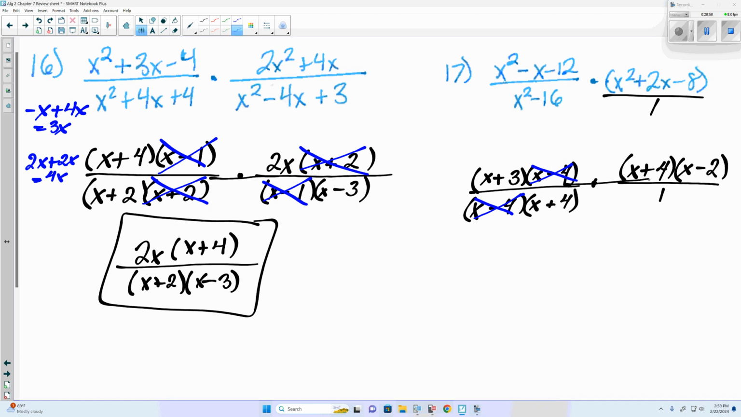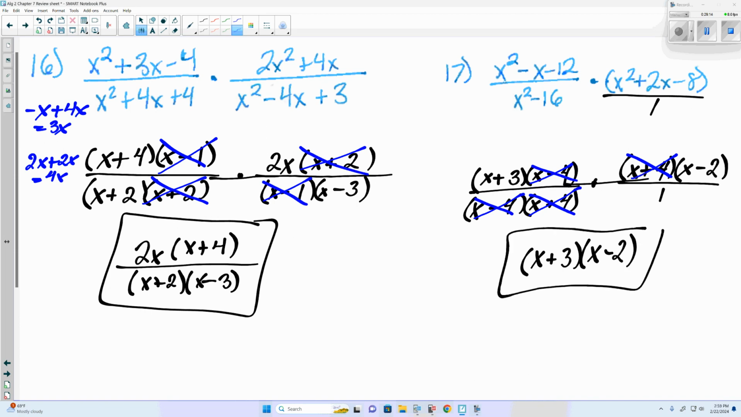Multiply them together. And the only thing we have left in common on top and bottom is x plus 4. And what that leaves us with is x plus 3 times x minus 2. Now, since the denominator simplified out, we don't have to rewrite it as over 1. But if the numerator had simplified out, we do have to write it in as 1.